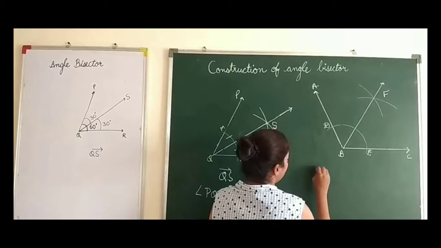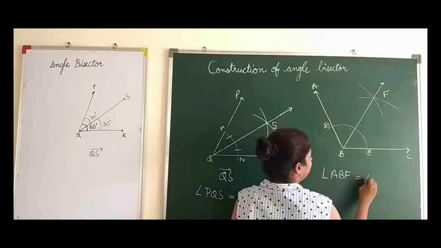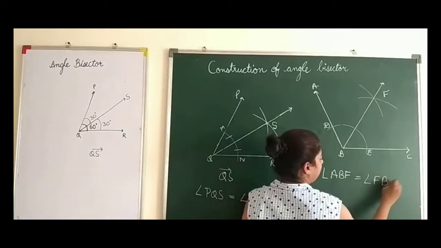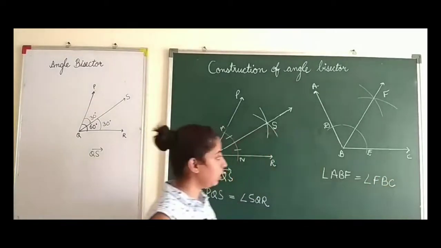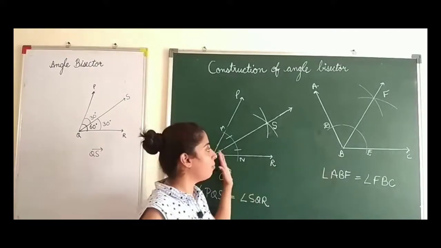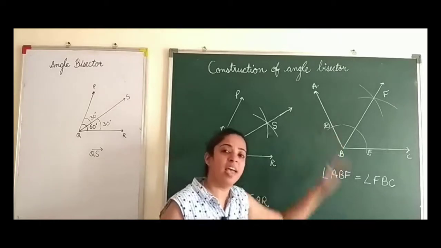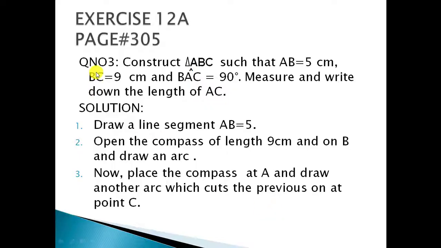So this is the required ray. Now we can say angle ABF is equal to angle FBC. Correct? I hope you have understood how to construct angle bisectors. By following this simple method, you can construct angle bisectors of any angle. Now we have a question number 3.